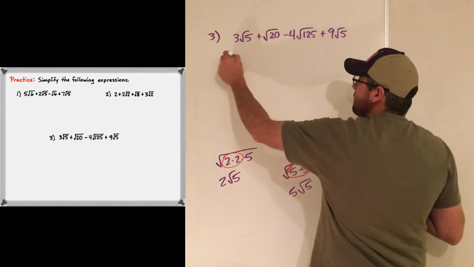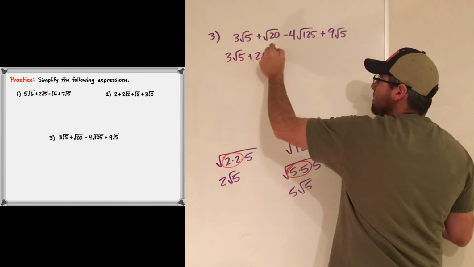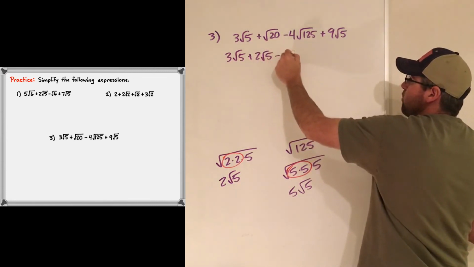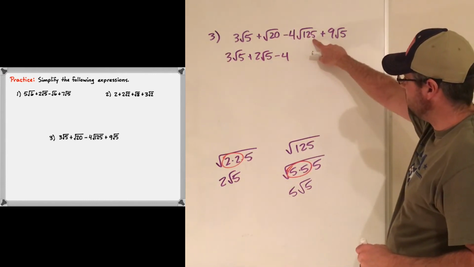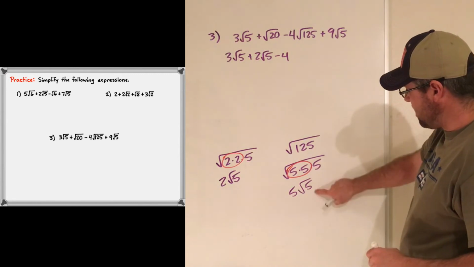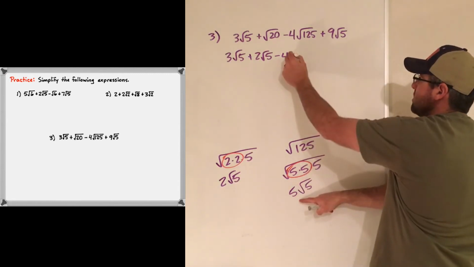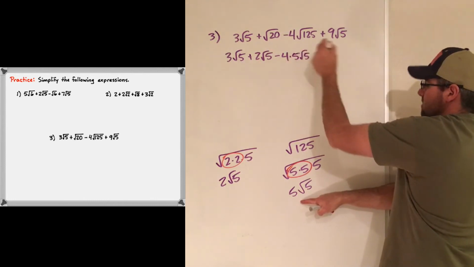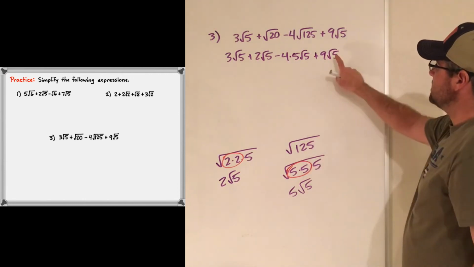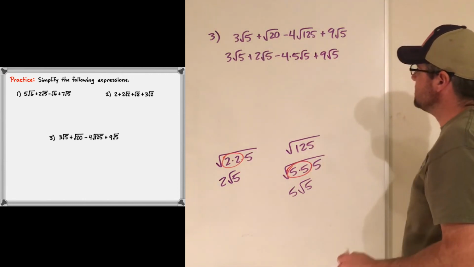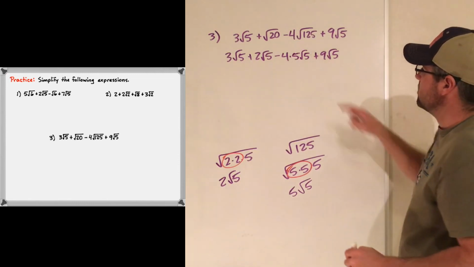I've got 3 radical 5, nothing changed there. The rad 20 turned into 2 rad 5. Now this one has a minus 4 out front, but notice it says minus 4 times radical 125. And radical 125 is 5 rad 5. So I would say negative 4 times 5 rad 5, and then plus 9 rad 5. Now, we can see that every term has a rad 5 in it, so that's good. That should simplify nicely. But I got to simplify this negative 4 times 5 first.